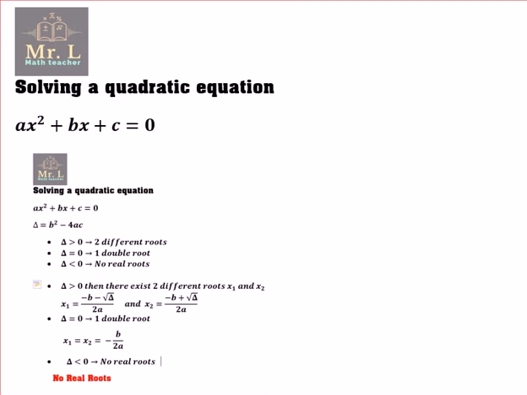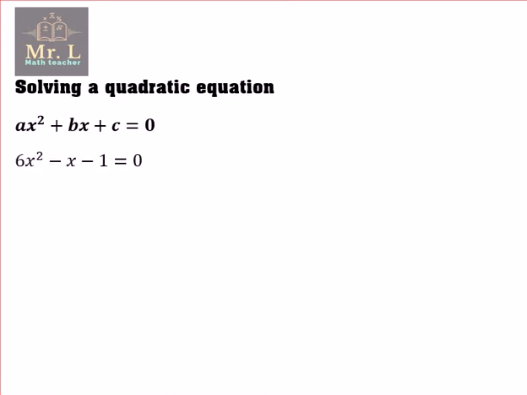In this session I'll try to give an example about the first case where delta is positive. So I'll start from a particular example. Let us try to find the roots of the following equation: 6x squared minus x minus 1. It's clear that this one is a quadratic equation. First of all, guys, let us try to recognize the values for a, b, and c.